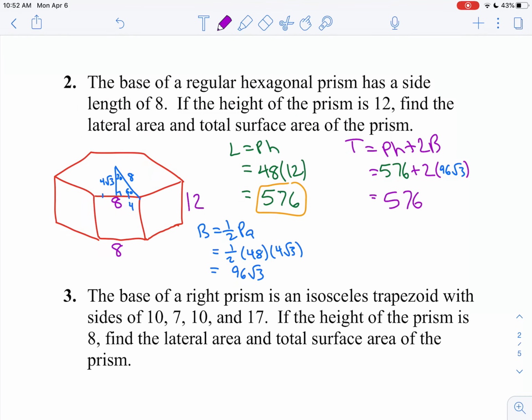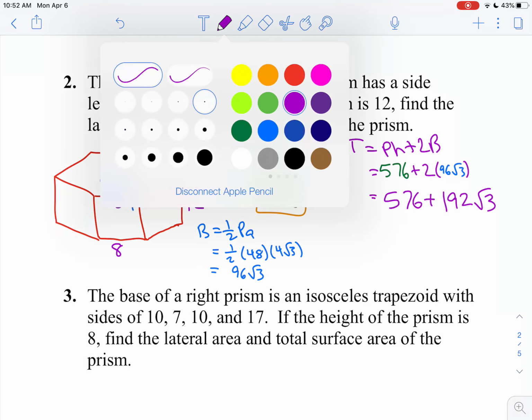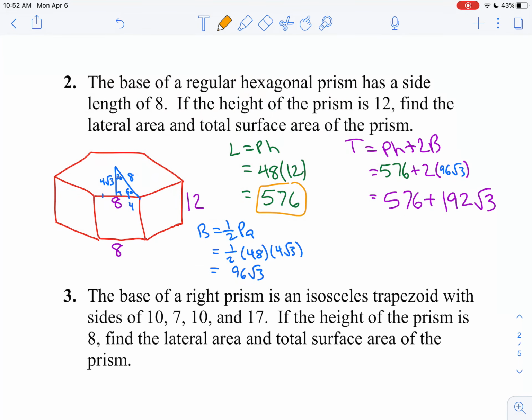And let's go back to purple to finish it up. 576 is all by himself. 2 times 96 is 192√3. And those don't combine. I wouldn't waste time giving decimals. We can stay orange. That's fine. And there we have it.